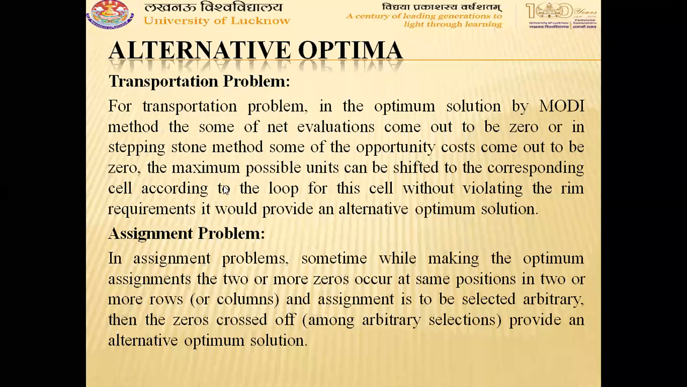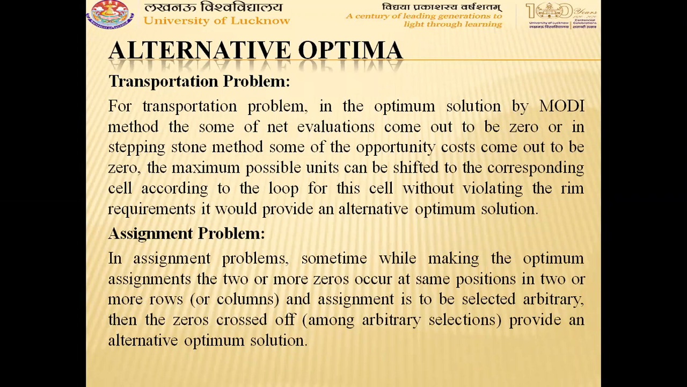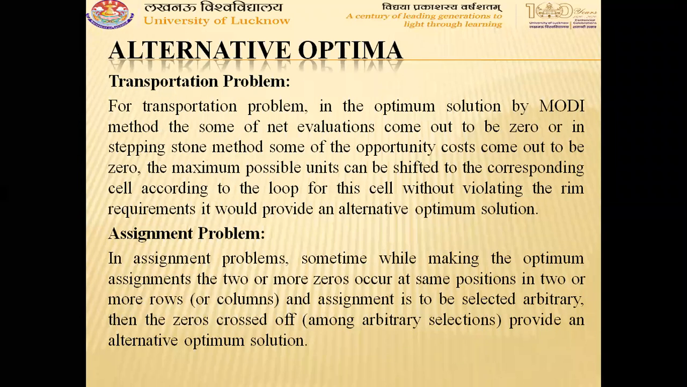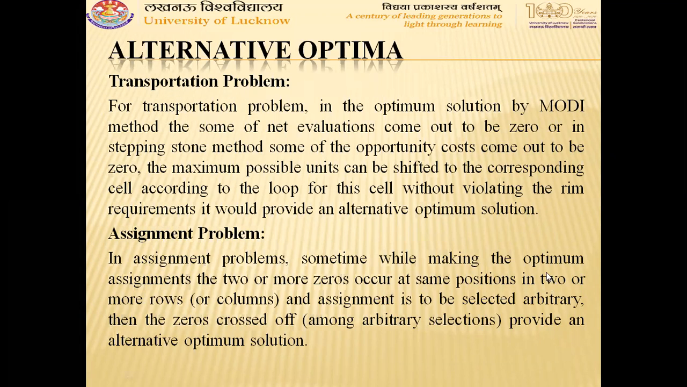and towards that cell whose net evaluation is zero, we can transfer the maximum possible quantity without affecting the rim requirement, and it would provide an alternative optimum in the case of a transportation problem. Similarly, in an assignment problem, sometimes two or more zeros occur at the same position in two or more rows. Then we make a selection of those zeros arbitrarily among the available zeros. In that situation we can get another optimum solution also. That will be the case of alternative optimum.